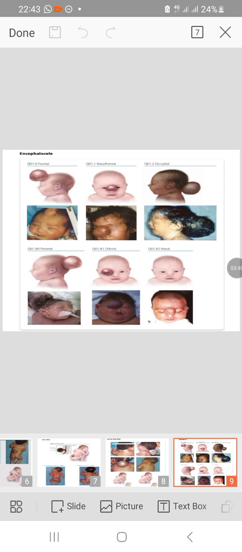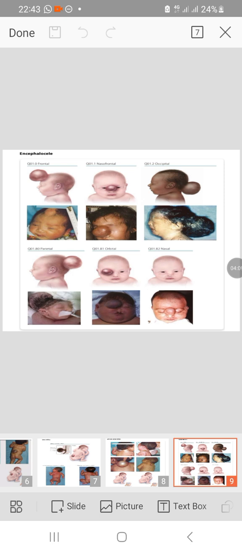Then we go to the next neural tube defect. We said neural tube defects occur due to the failure of the closure of the neural tube. What causes the failure of the closure of the neural tube is the deficiency of folic acid, which is also called folate or vitamin B9, right?